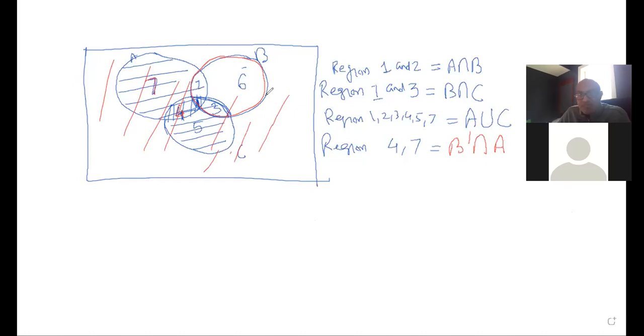Agree? Yes. Then suppose region 1, that is the simplest one, right? A intersection B intersection C, common to all three. Then I would like to say, suppose region 2, 6, and 7. What can you say about this now? 2, 6, and 7.